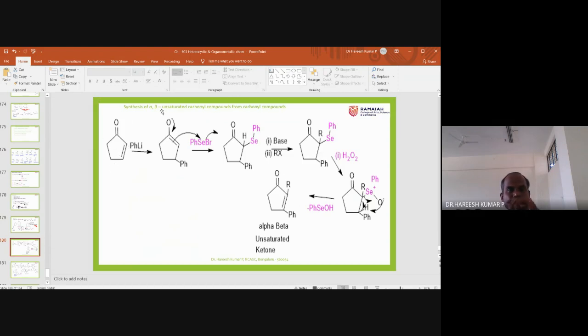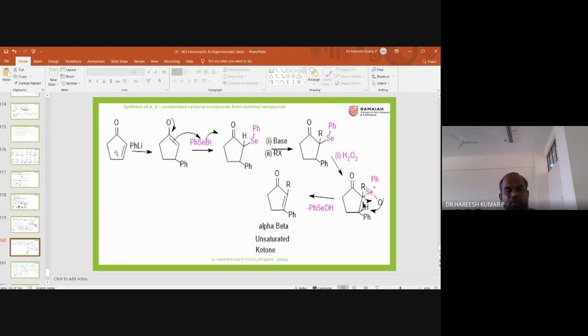So here I am mentioning the preparation or synthesis of alpha, beta unsaturated carbonyl compounds. So what is alpha? This is a carbonyl compound. This carbon is alpha. This carbon is beta. Alpha, beta unsaturated carbonyl compound. Of course, this is an example of an alpha, beta unsaturated carbonyl compound. So what is this? This is also an alpha, beta unsaturated carbonyl compound. What is the difference between these?